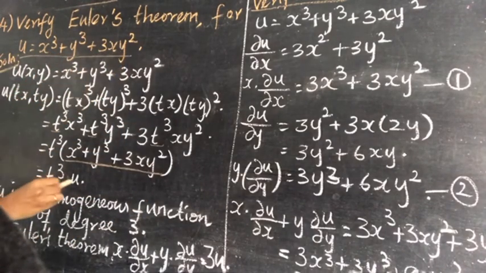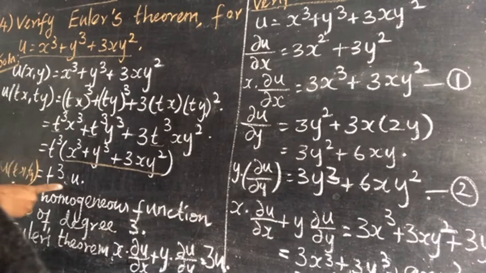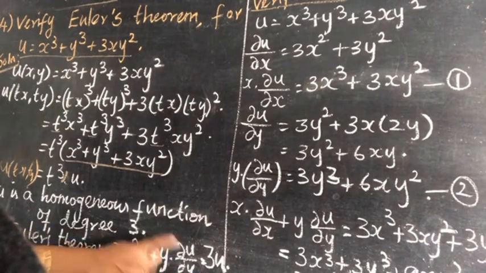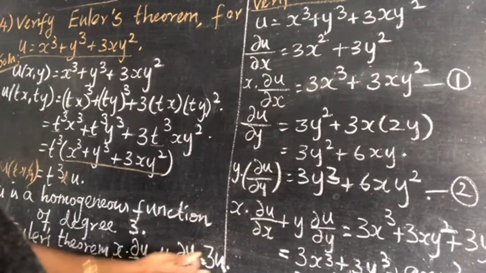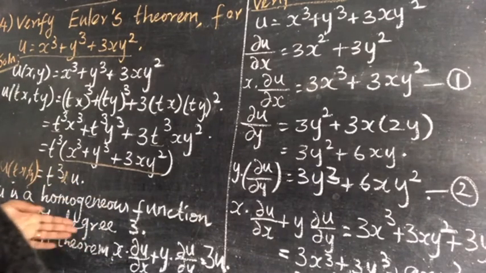So, t cube into u, that is u of tx, ty is equal to t cube into u. Therefore, u is a homogeneous function with degree 3. So, by Euler's theorem, x into dou u by dou x plus y into dou u by dou y is equal to 3 into u. Here we have used Euler's theorem because u is a homogeneous function of degree 3.